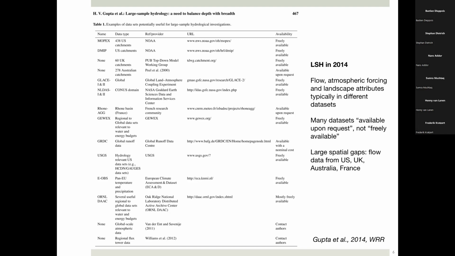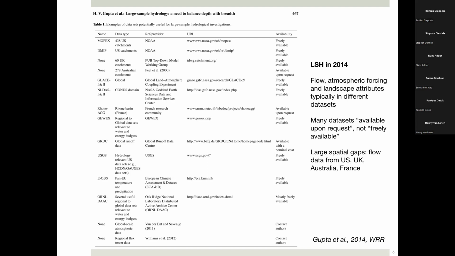The other group are resources that focus on the atmosphere. E-OBS, for instance, is a data set covering the whole of Europe, for which temperature and precipitation can be retrieved. GWEX is very similar. However, what you can see is that with the exception of MOPEX, for instance, at the top of the list, in 2014, flow, atmospheric, and landscape attributes were typically in different data sets.